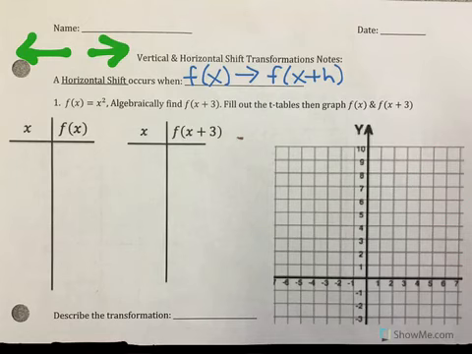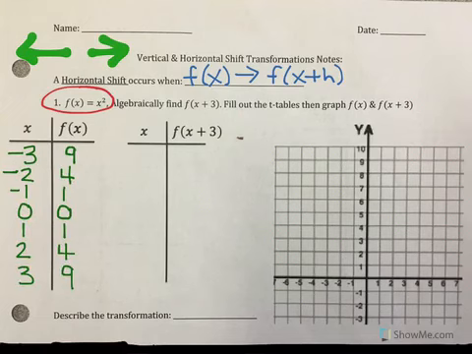Okay, so for our first example, we have f of x equals x squared, and we're algebraically going to find f of x plus 3. So first, let's just focus on this f of x equals x squared. You're going to type this into your graphing calculator, look for the vertex, and pick 3 values to the left and right of the vertex. So go ahead and pause the video now so that you can come up with your t-table and make sure that it matches mine.